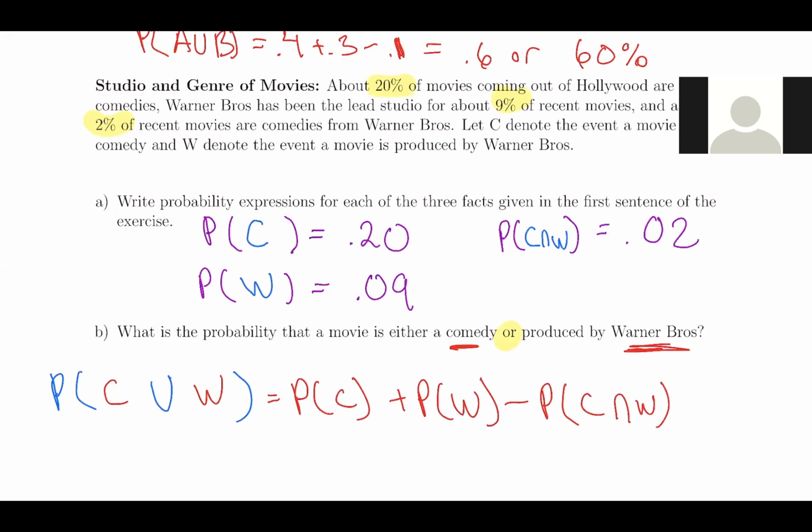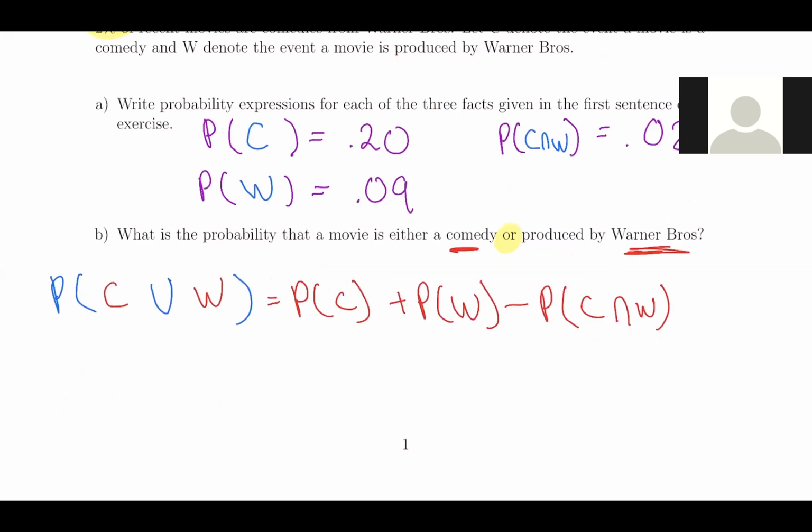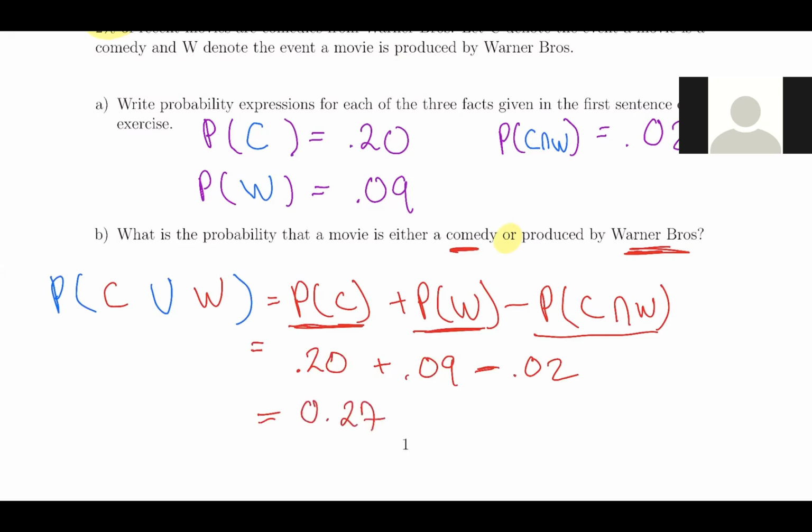So let's go ahead and find that probability. The probability of the comedy, they already told us, is 0.20. The probability it was produced by Warner Brothers, what we already know, is 0.09. And then we subtract the probability of the comedy and produced by Warner Brothers, which is 0.02. If you do 0.20 plus 0.09, that gives you 0.29. Then if you subtract 0.02, it should give you 0.27. So you get 0.27, or 27%.